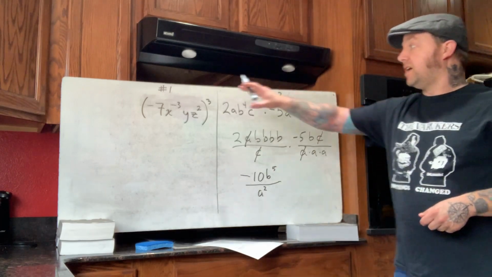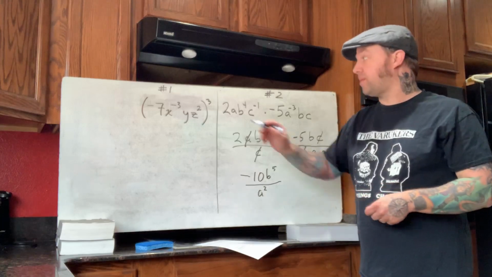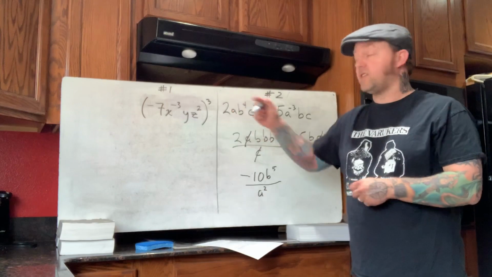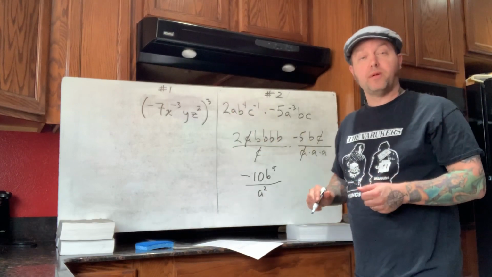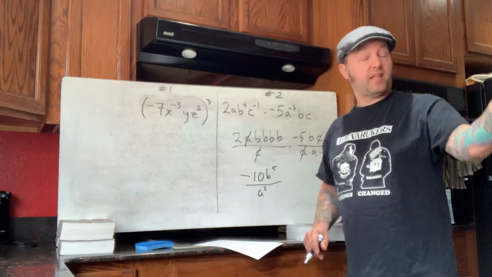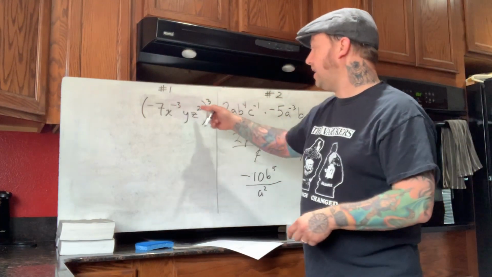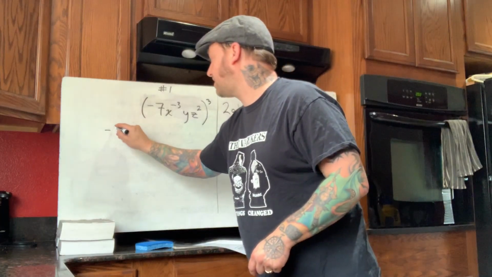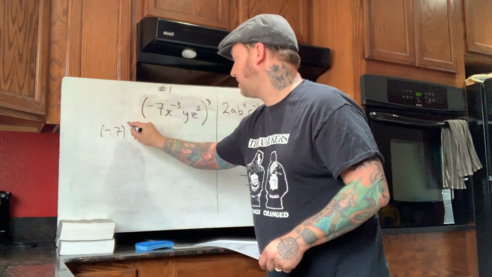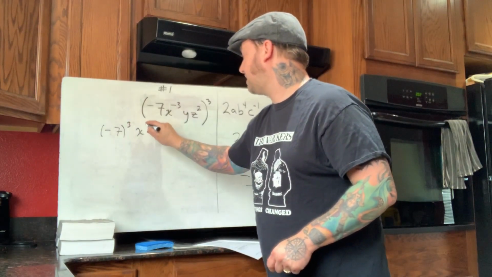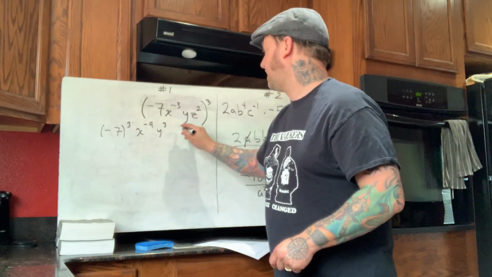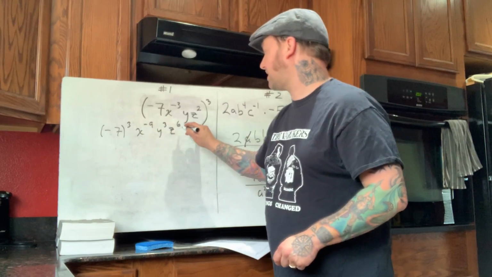Good? Good. Now, this side, using the properties, we've got all of this to the 3rd power. Does anybody remember what's the property for power to a power? What do we do with the exponents? That's right, yes, we multiply them together. Good. So here I'm going to have -7, don't forget parentheses, to the 3rd, x to the -9th, y to the 3rd, z to the 6th.